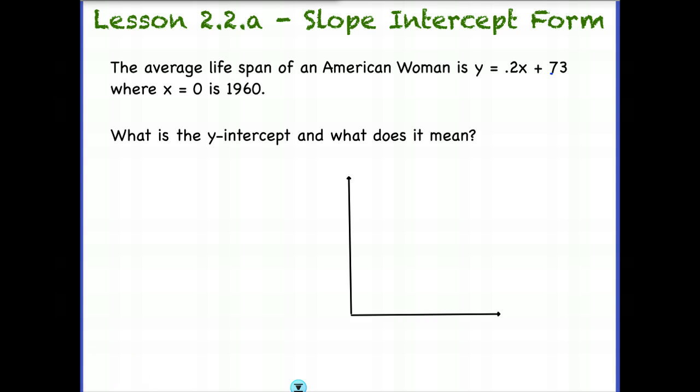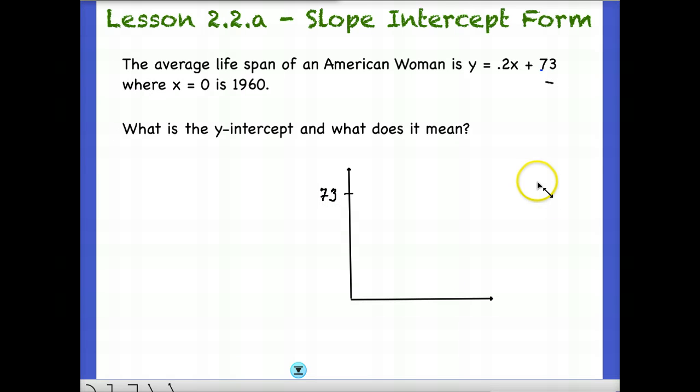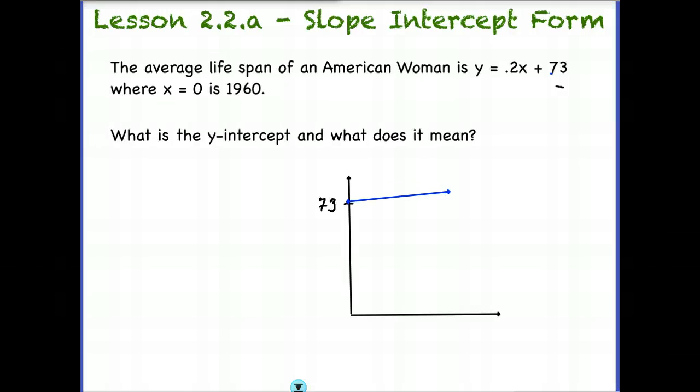So let's go ahead and put some things on this graph so we can understand this equation better. Well, first of all, the y-intercept we know is always here at the end, right? This 73. So 73 is going to be our y-intercept. Now let's do a rough sketch of our graph. Well, a slope of 0.2 is going to be very gentle, right? That's 0.2 over 1. Or if we move the decimal point out, we multiply both by 10, we would get 2 over 10. So up 2 over 10, that's a very gentle slope. So our line is going to look like that. So our lifespan is going to be increasing so slightly over time.